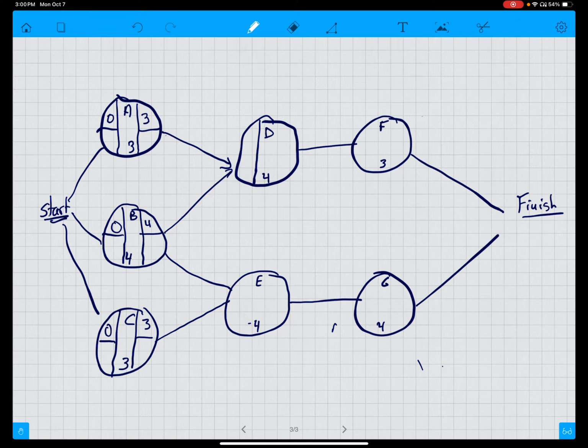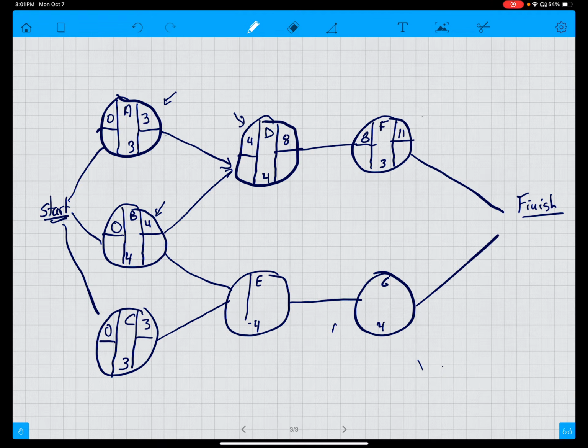Then we look at D. In this case, D has 2 predecessors. The earliest finish time for A is 3. The earliest finish time for B is 4. So the earliest start for D is 4. D can't start till both they're finished, so we pick the longest one. So this is 8. And then we go 8 here. We carry it forward. Plus 3 is 11.